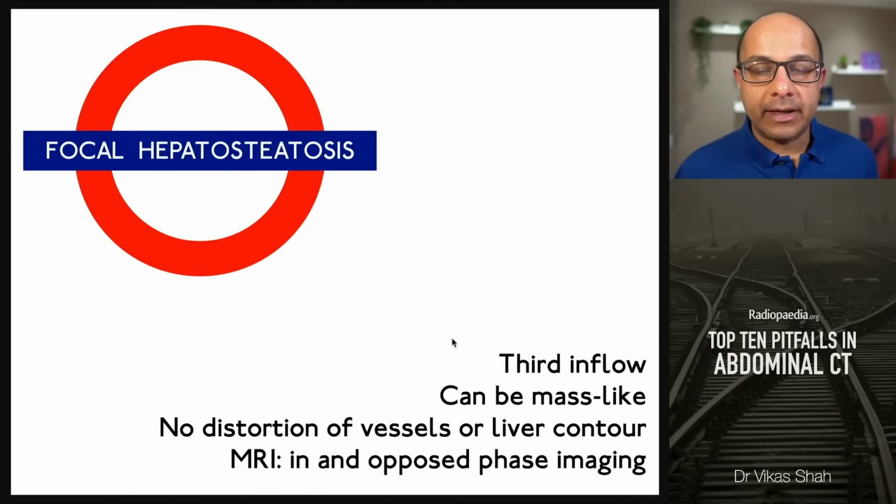Normally it's not a problem, but as I said, sometimes these changes can be more mass-like. The things to look for are that there should be no distortion of the blood vessels or the contour of the liver. And again, it's really useful to have MRI as a problem-solving tool.